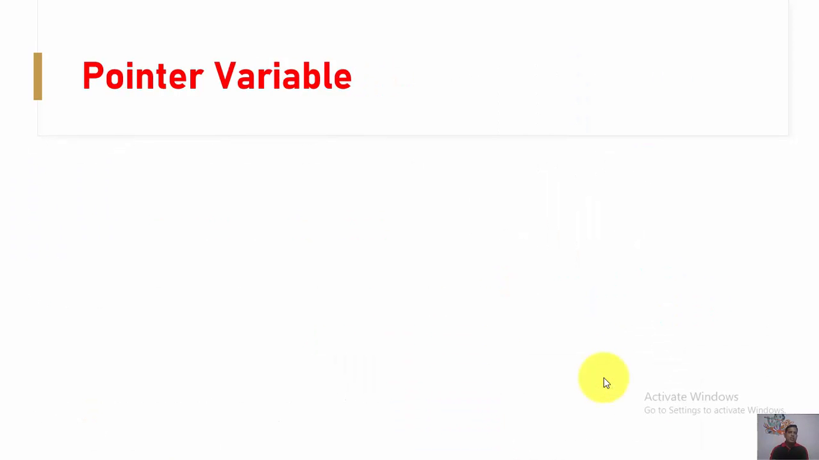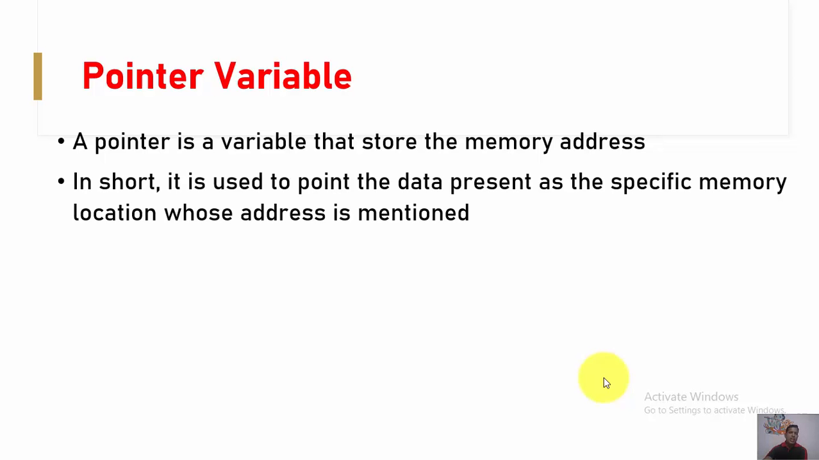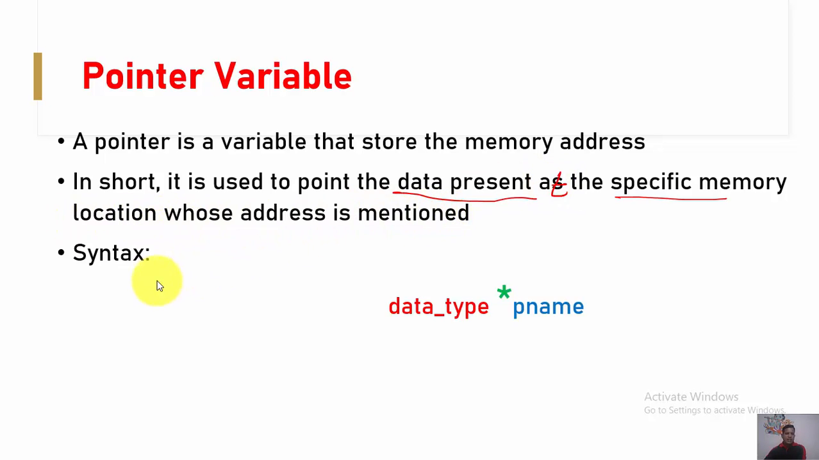Now the most important one, what is that? Pointer. So what is a pointer? The pointer is a variable that stores a memory address. In short, it is used to point to the data present at the specific memory location whose address is mentioned. And its syntax is what? The data type, this asterisk mark, and the name of the pointer.